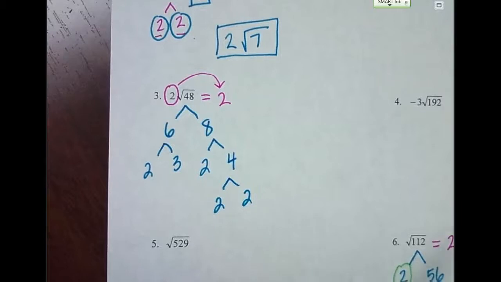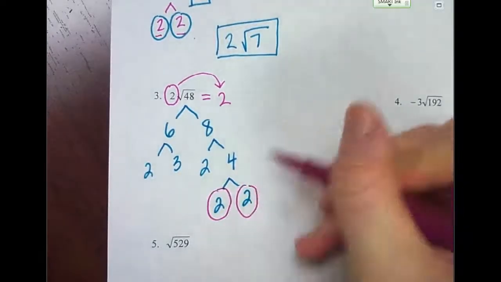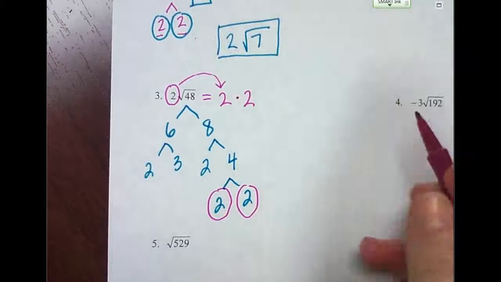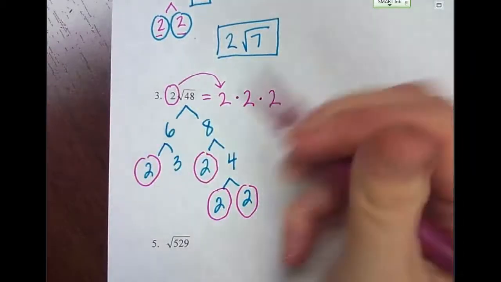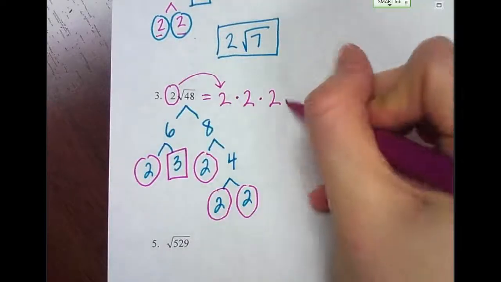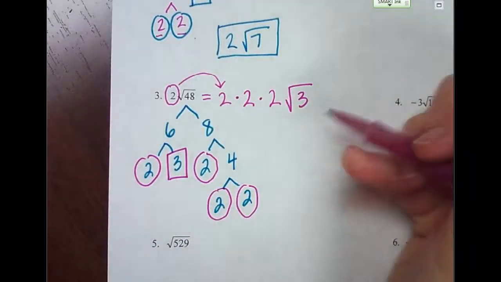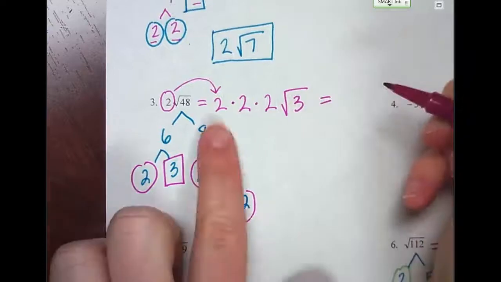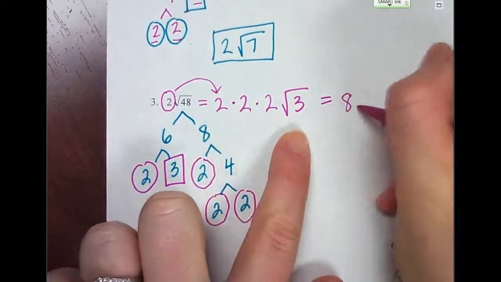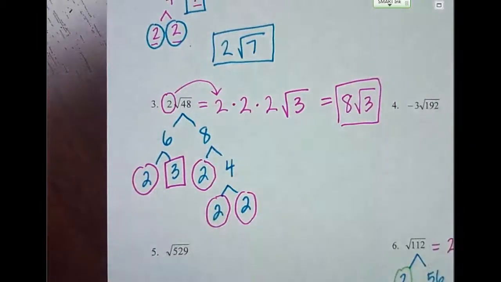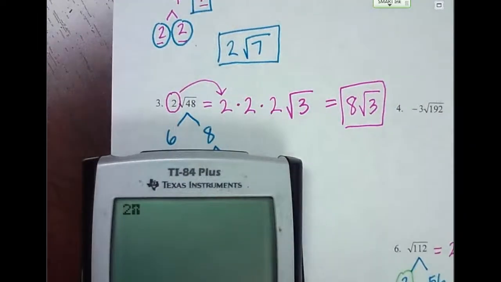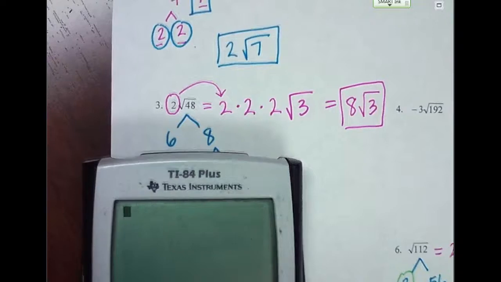Okay, so let's look at our pairs. I have a pair of 2's, so I can bring out a 2. I have another pair of 2's, so I can bring out another 2. And then I have this lonely 3 that has to stay on the inside. So we simplify that. 2 times 2 times 2 is 8 square root 3. Okay, so let's check that. If I put in the original 2 square root 48, and then I put in my answer 8 square root 3. Perfect. So we got the correct answer.